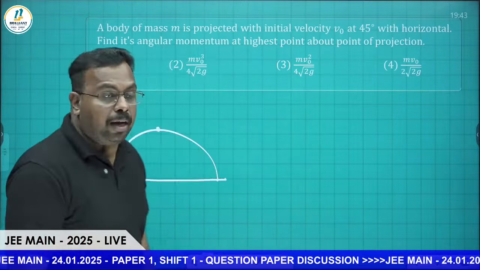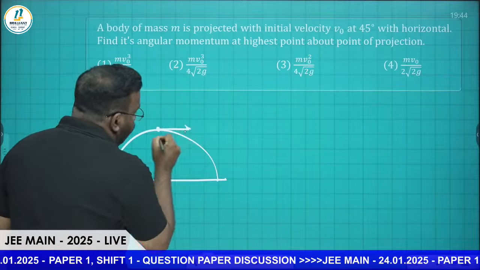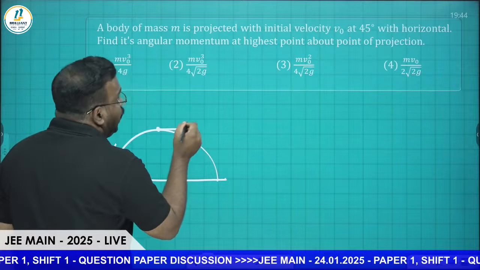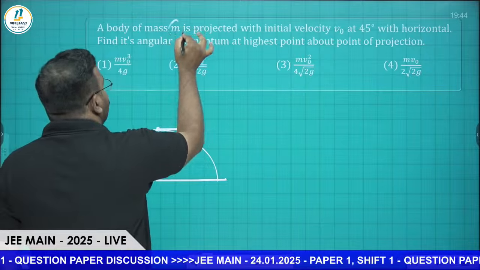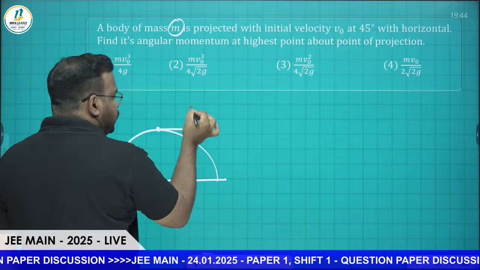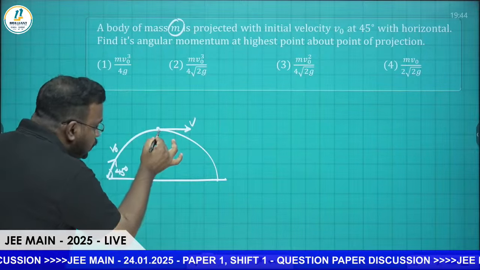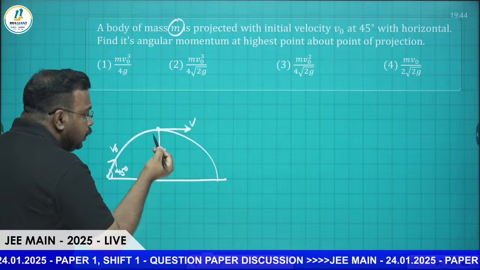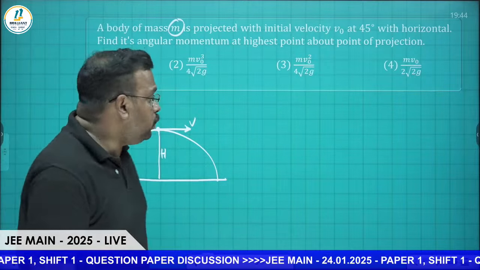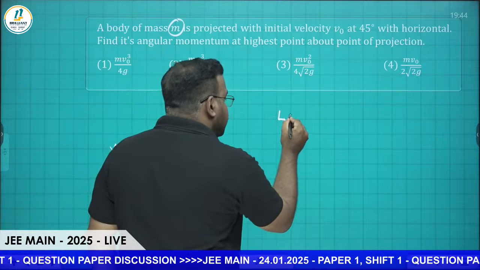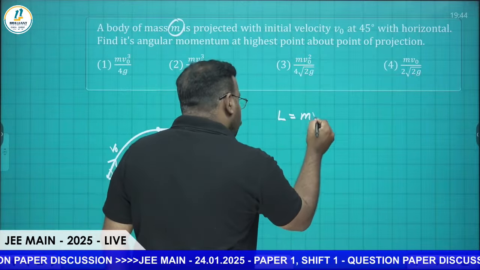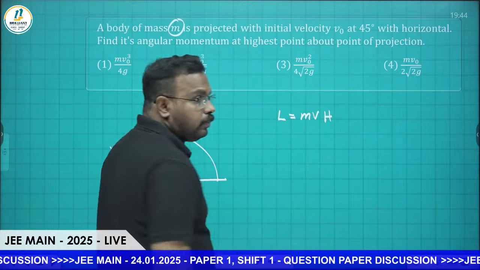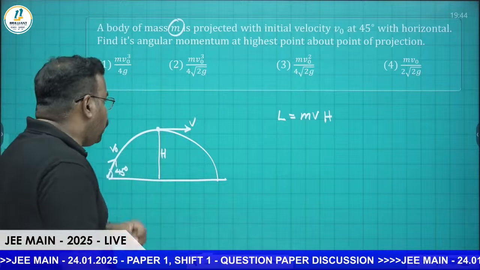Angular momentum is mvr. That means here we have to find its linear momentum, mv value. Mass is m only. Velocity at this point, I am just taking it as v. And what is that r? R is nothing but the height. And here you can see that this is the maximum height. That means the formula for angular momentum here is L is equal to mv into h.